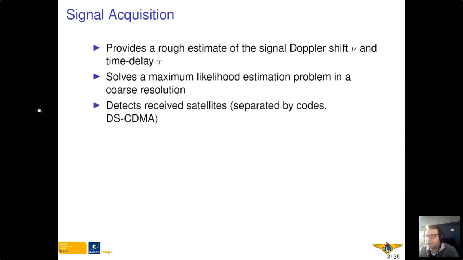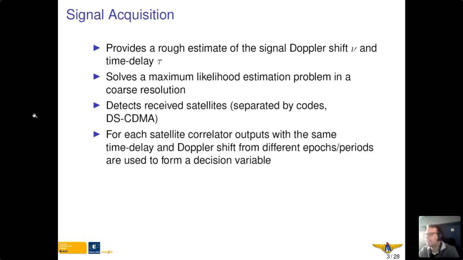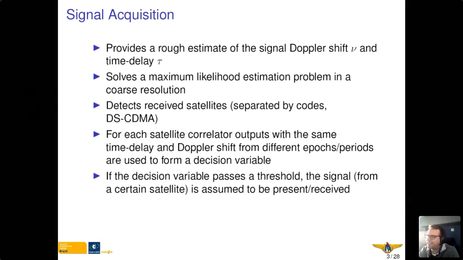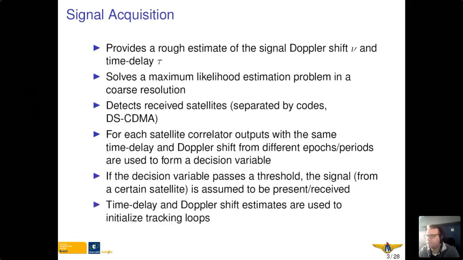It also detects the received satellites, because the satellites are separated by the code. So we need to understand which satellites we can receive at this instant that we want to acquire. For each satellite, correlator outputs with the same time delay and Doppler shift from different epochs and periods are used to form a decision variable. If the decision variable passes a threshold, the signal from a certain satellite is assumed to be present. Time delay and Doppler shift estimates are used to initialize the tracking loops.